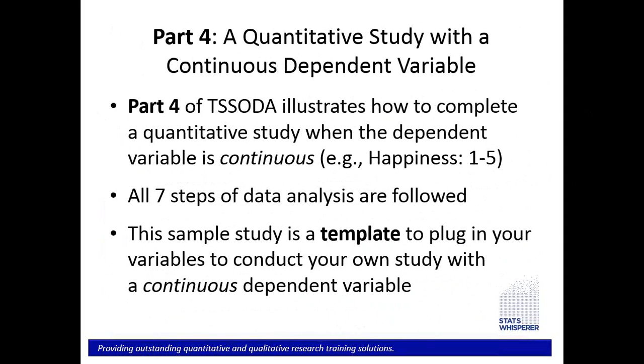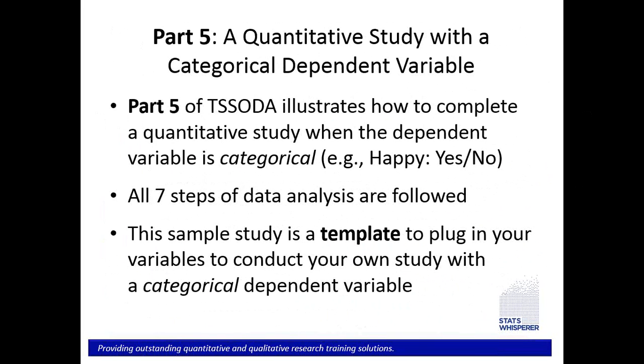In part 4, we're going to illustrate how to complete a quantitative research study with a continuous dependent variable, such as happiness measured on a scale of 1 to 5. All 7 steps will be followed, and this study will act as a template for when you need to conduct a study with a continuous dependent variable. You can just plug in yours and follow along.